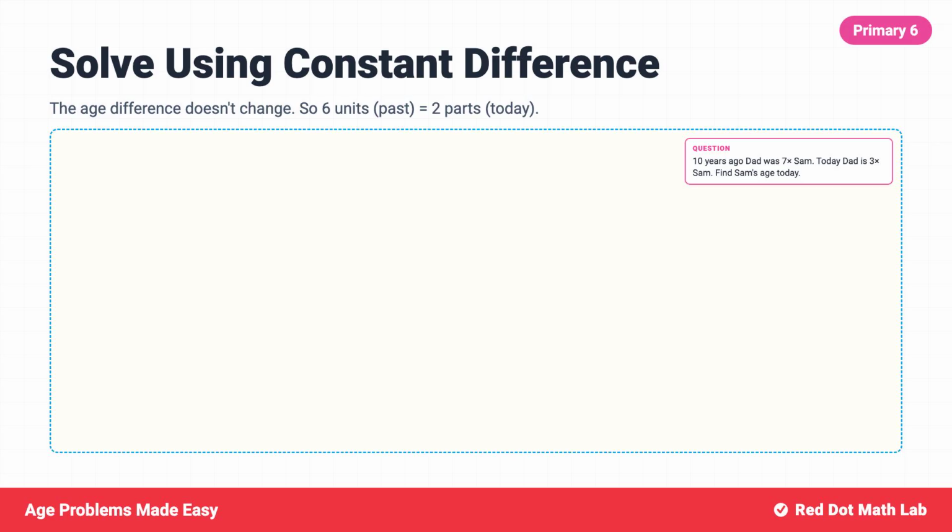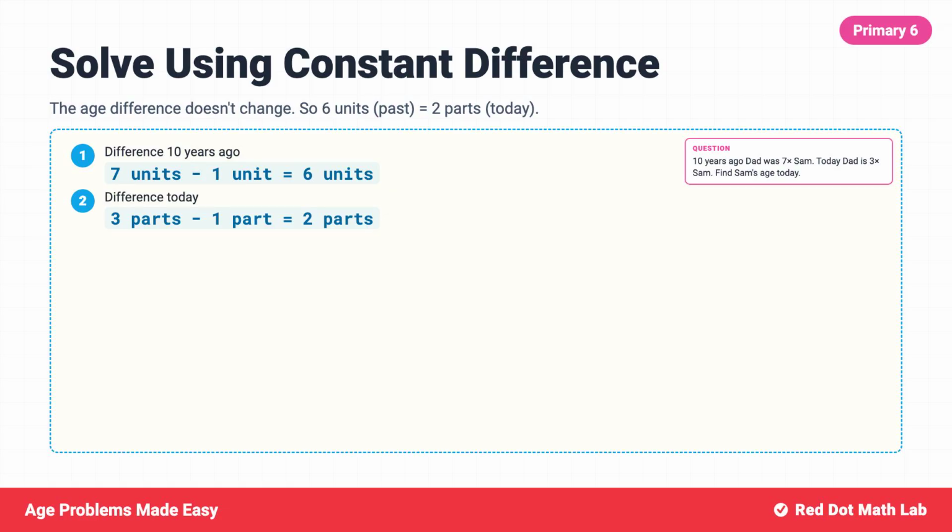Now here comes the magic step. 10 years ago, the difference was 6 units. Today, the difference is 2 parts. But the age difference between Dad and Sam never changes, right? Both of them aged by 10 years equally. So 6 units must equal 2 parts. Divide both sides by 2 and we get 1 part equals 3 units. Excellent. Now we can compare.